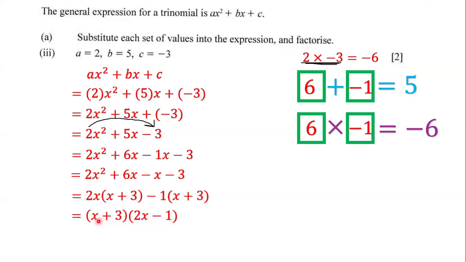And so our answer here is x plus 3 multiplied by 2x minus 1. And that's the answer to this particular question.